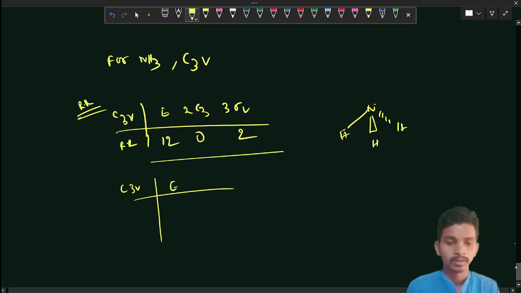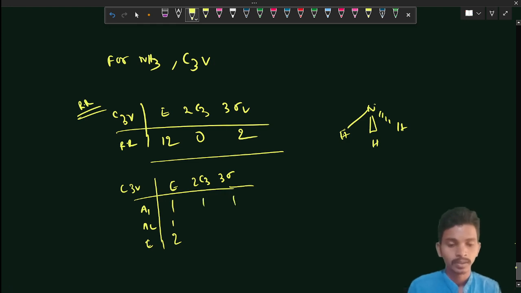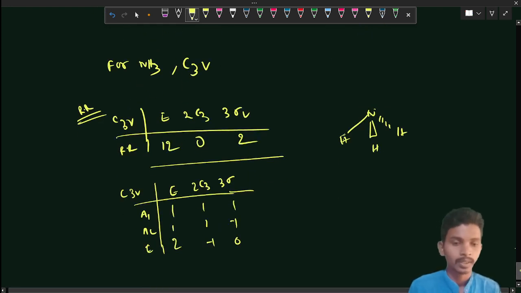Also given is E, 2 C3 and 3 sigma v, and the three classes A1, A2 and E, because here 2 means E. A1 is 1, 1, 1, and A2 is 1, 1, -1, and E is 2, -1, 0. So these things are given to you. Now they ask you to calculate the irreducible representations from these.